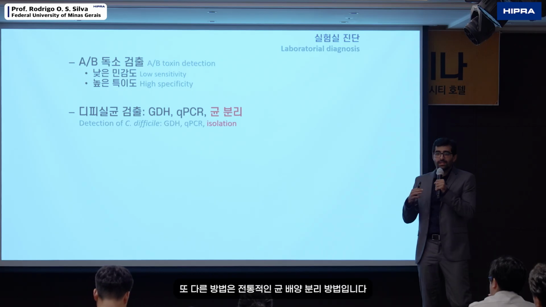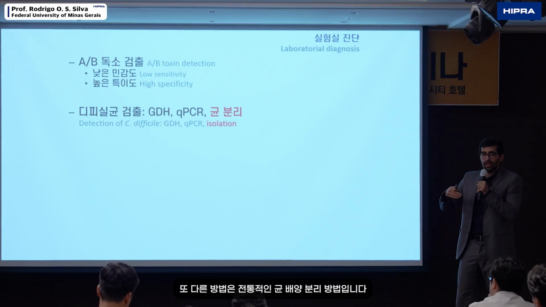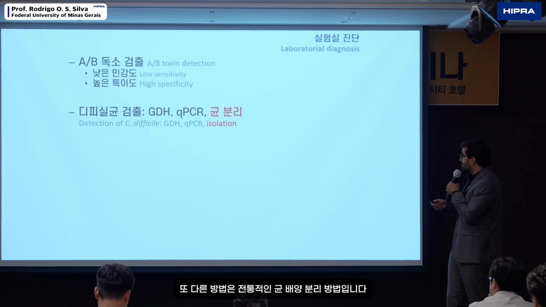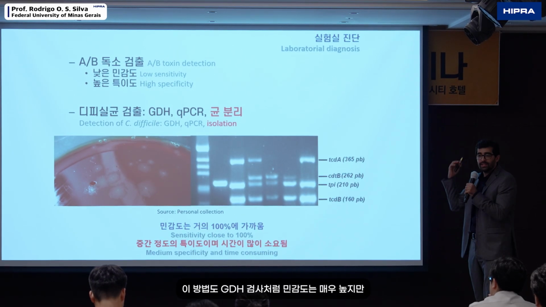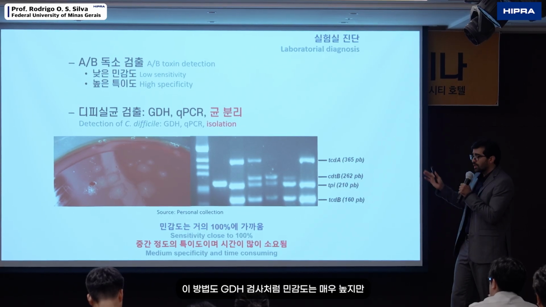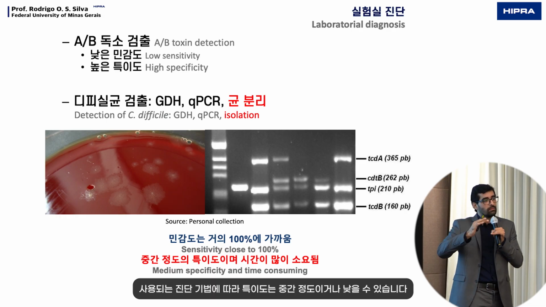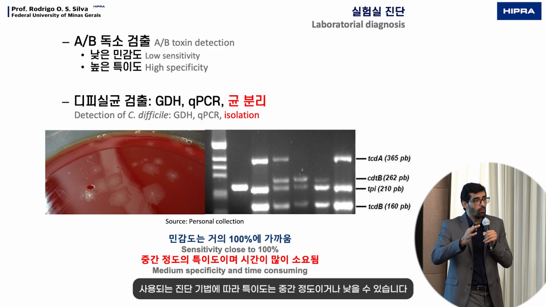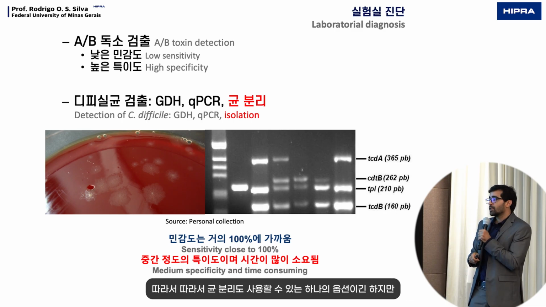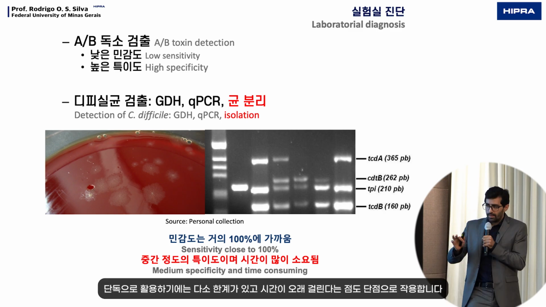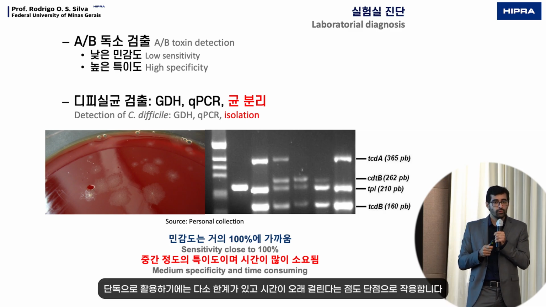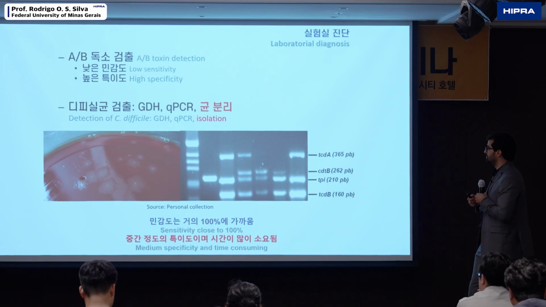Another option is the classic culture methods, isolation of Clostridium difficile. In this case, you have a very high sensitivity too, like GDH, but the specificity is still medium or low, depending on the technique. So it's another option. It's a bit slow also, but it's another option that you can use to diagnose Clostridium difficile infection.